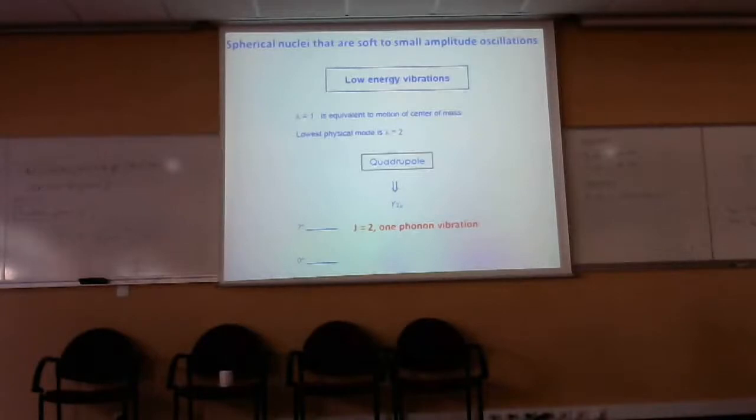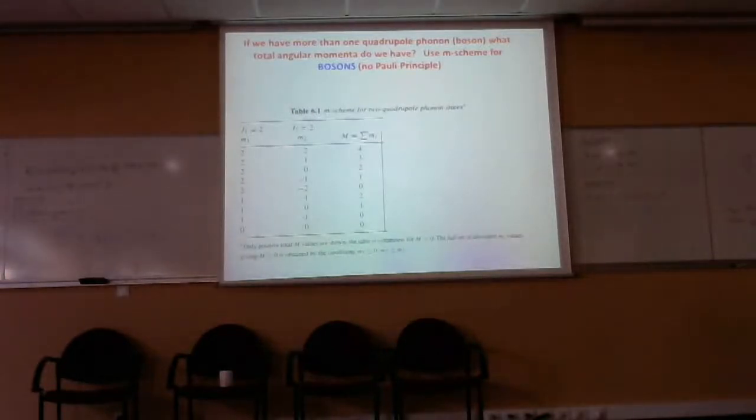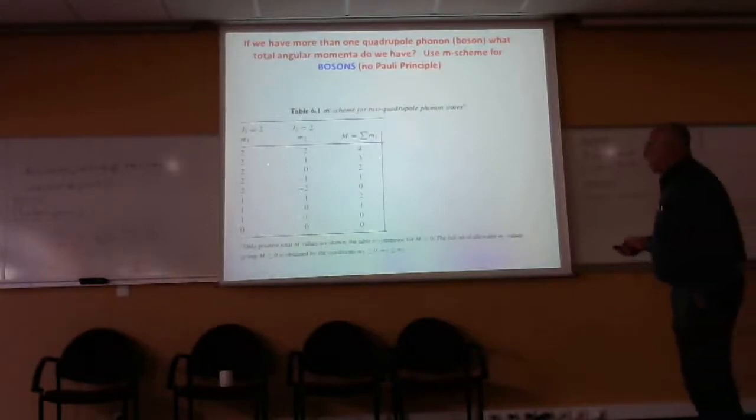So the first thing we have to do is find out if you have more than one phonon, what angular momenta you can make. And we use the M scheme. But now we're using the M scheme for bosons, not for fermions. So the Pauli principle enters in a very different way. So let's go through this. This is for 2 bosons, 2 phonons, each with angular momentum 2. And so we again make this little table.